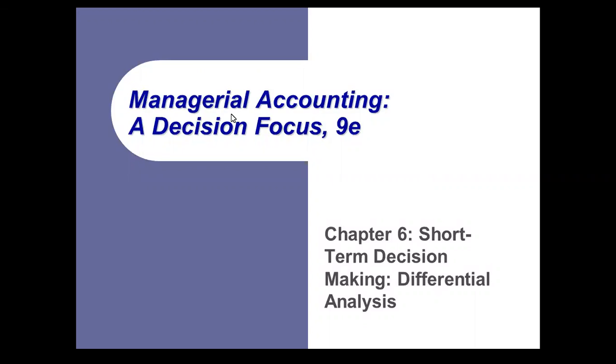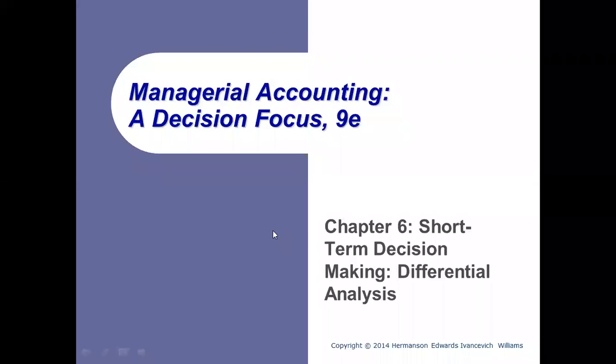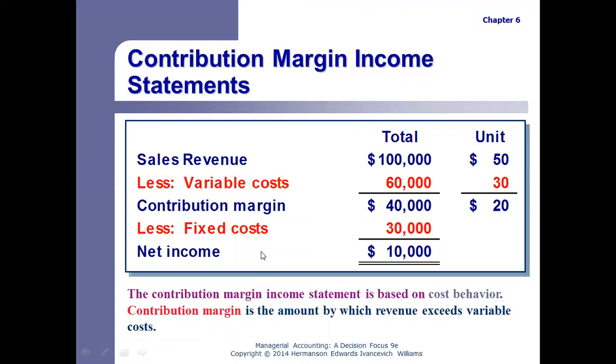In Chapter 6 we're talking about making managerial decisions based on accounting information. So we'll be looking at a series of typical decisions that management might have to make and how they can use accounting information to help make those decisions. Okay, first though, let's look at contribution margin income statements.